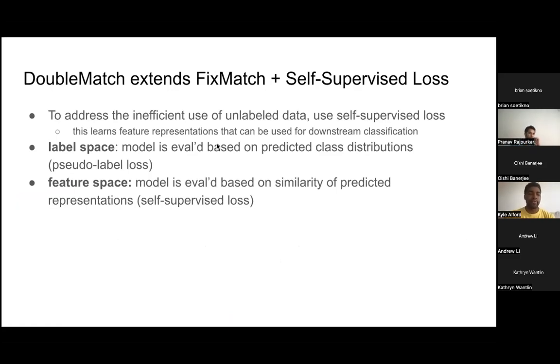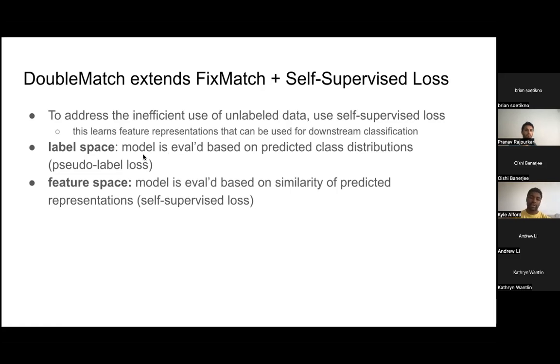Right. And so to actually introduce DoubleMatch, it's extending FixMatch, the previous state of the art, by adding a self-supervised loss. So the goal is not to predict just the classes as was done in FixMatch, but also to learn the representations that can also be used for a downstream task, which is the classification task.